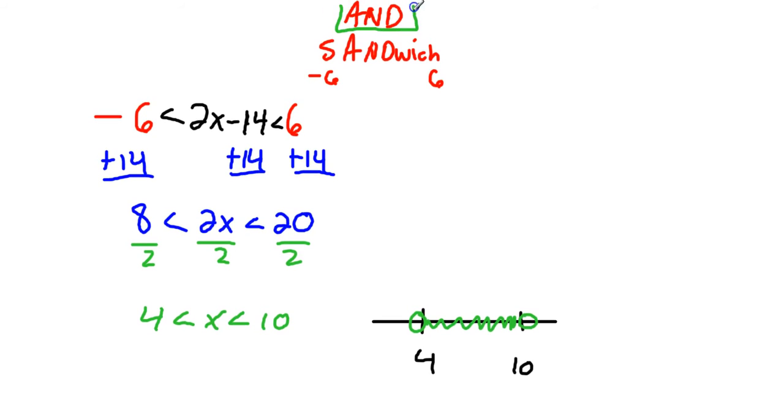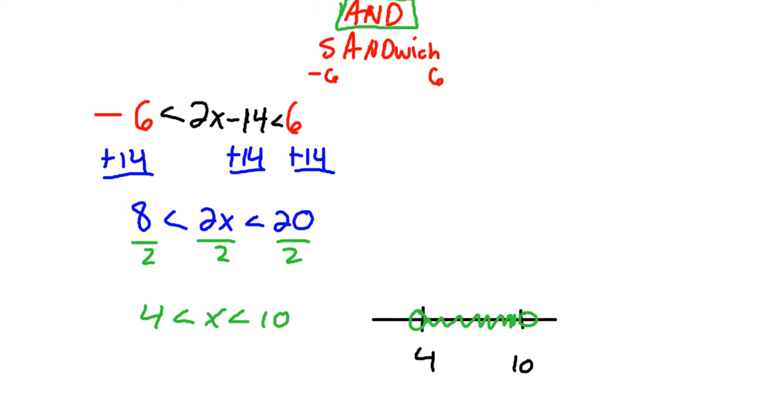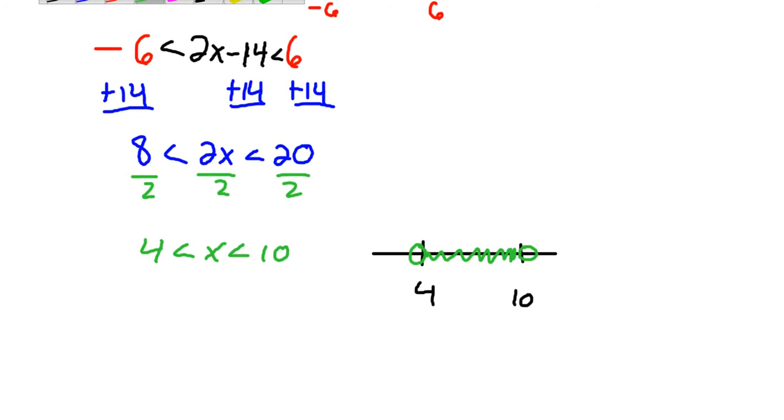And again, we know that because it was an and statement, and with the and statement, you're going to sandwich it between those 2 numbers. Okay, in interval notation, I'm going from 4 to 10. Both of those are open circles, so we go parentheses.